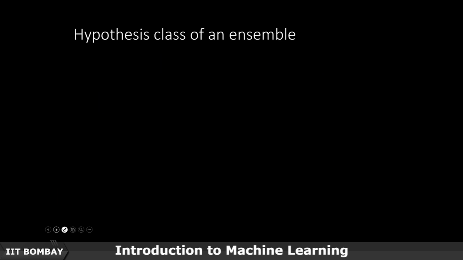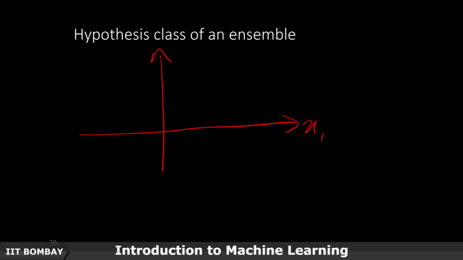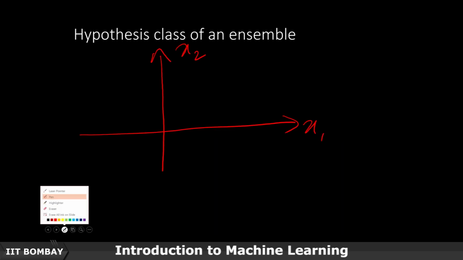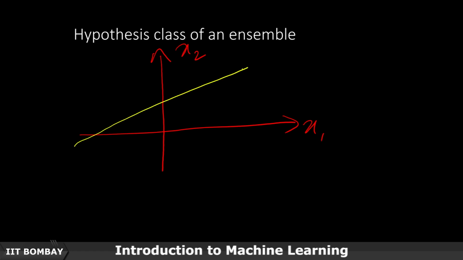Okay. So now let's look at a hypothesis class of an ensemble. If we look at simply the hypothesis class of linear classification, this is your x1 and x2, and let's say we have 3 different linear classifiers in the ensemble. One is here, the other is here, the third is here.